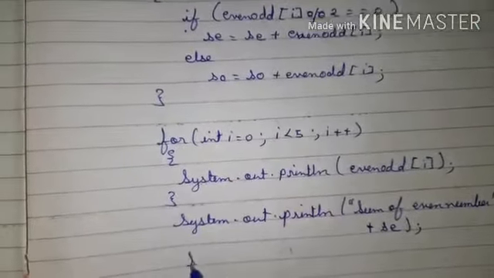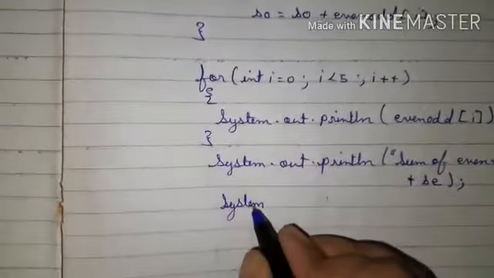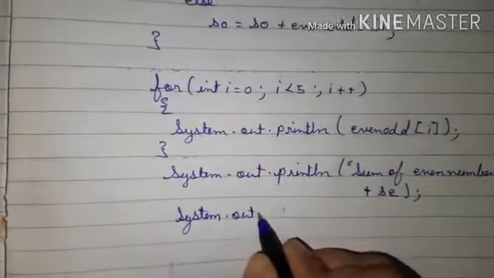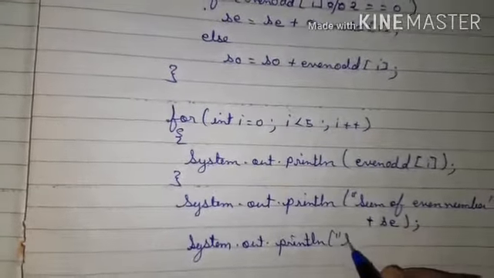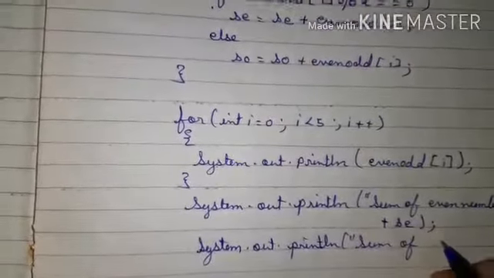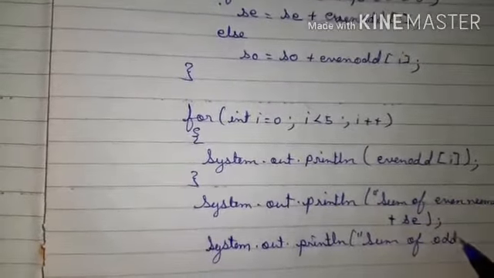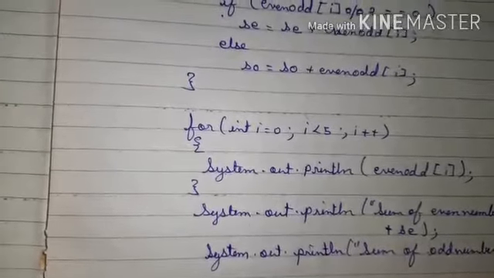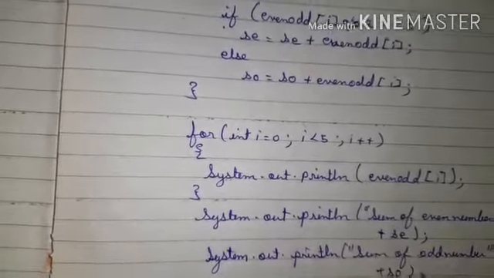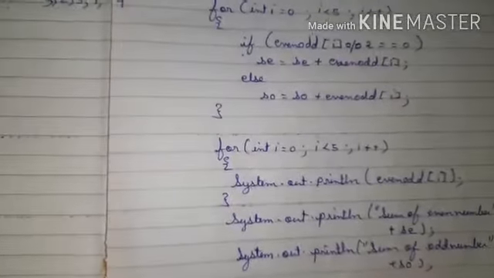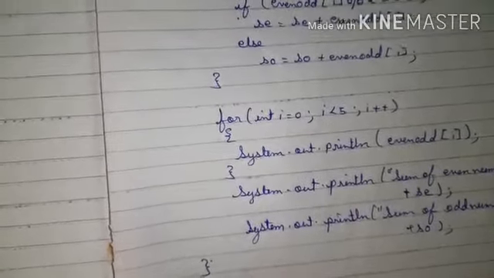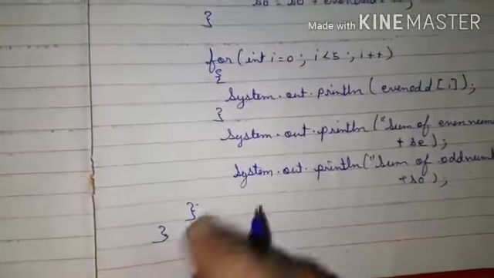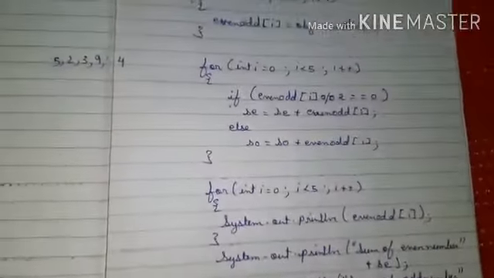So System.out.println, sum of odd numbers, plus SO. So the sum of the odd numbers will be displayed. Now we'll close the main method and close the class. So this is the program.